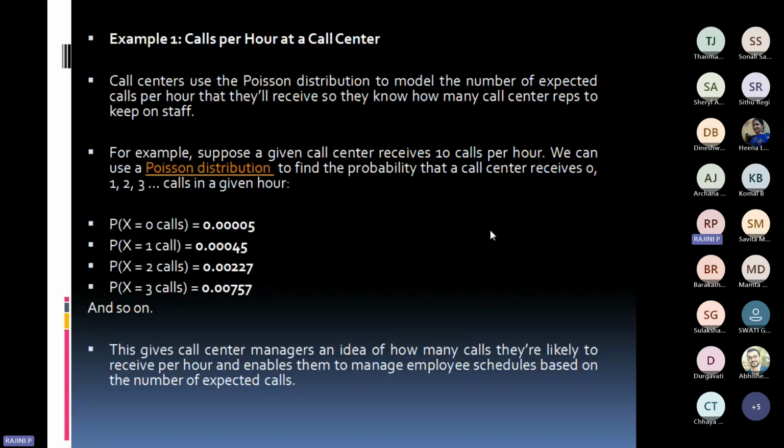Example, you just see number of calls per hour. Here I'm concentrating on per hour. It is a fixed time. In that time, I'm focusing on the number of calls. Example, 20 calls in an hour. What is the probability of getting 20 calls in an hour? The probability of the 20 calls follows the Poisson distribution.